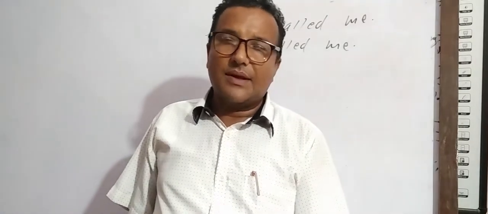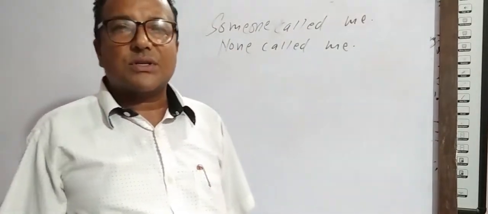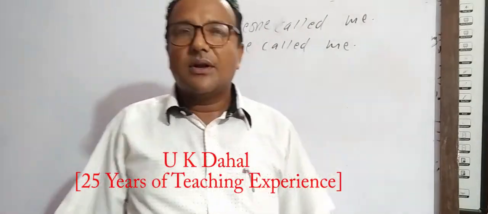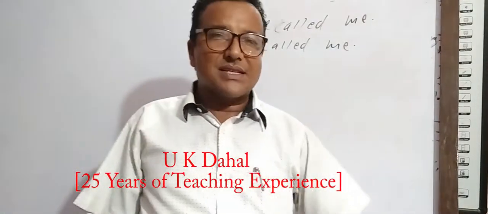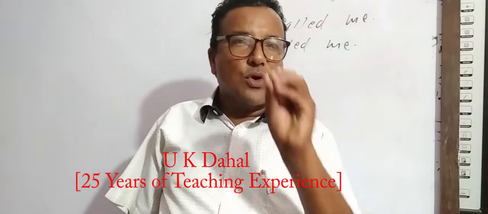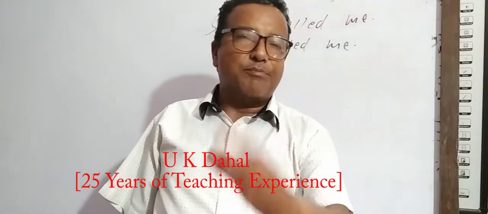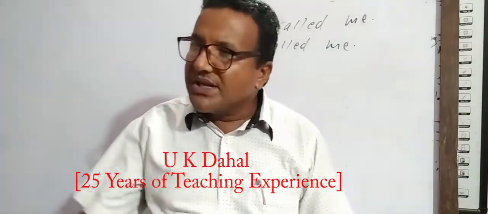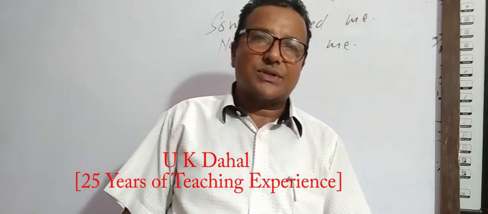Another rule: if the sentence is imperative, like please go out, open the door, don't break my heart, follow me, please dance, at that time we have to use don't before the main verb. Go out, don't go out. Please go out, please don't go out. So easy.